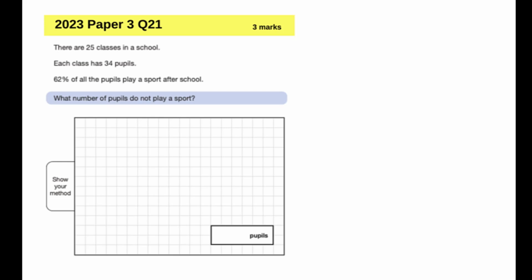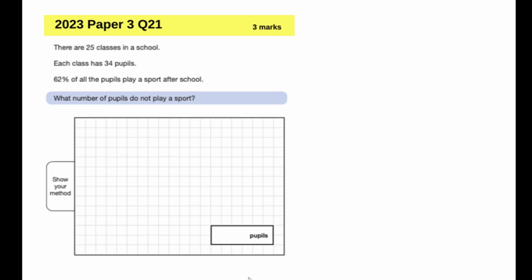Paper 3, question 21. There are 25 classes in a school. Each class has 34 pupils. 62% of all the pupils play a sport after school. What number of pupils do not play a sport?